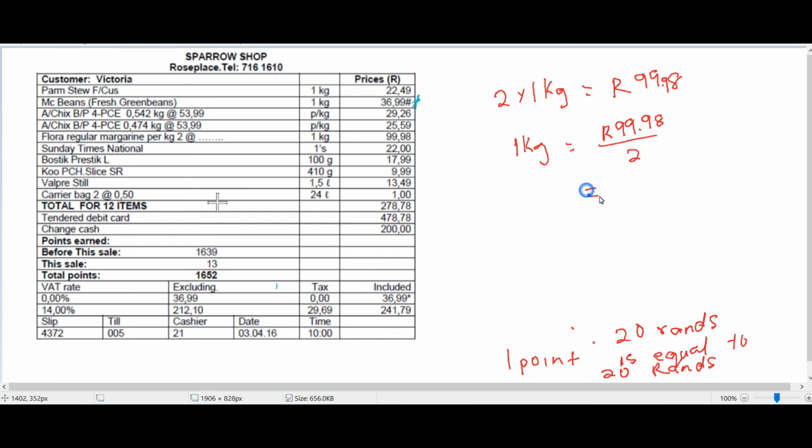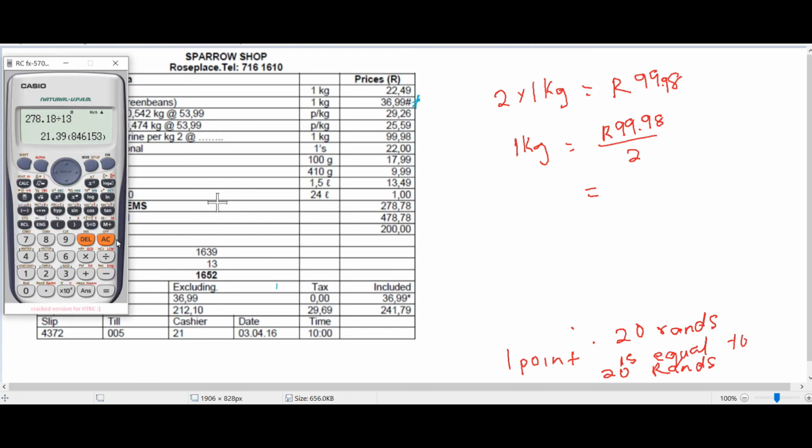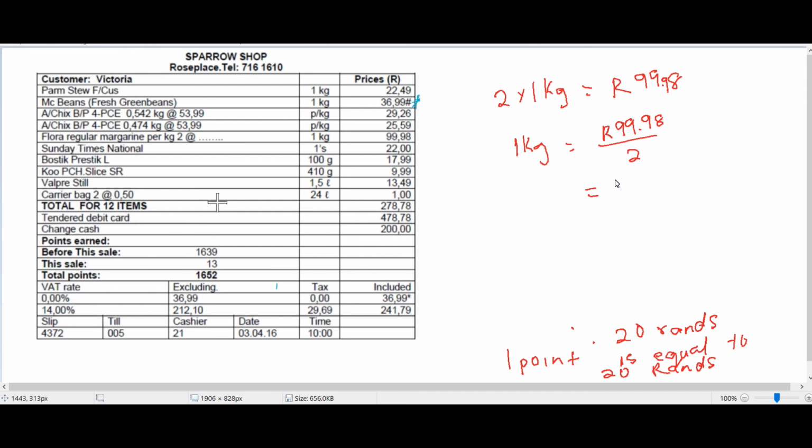Then you use your calculator, and you press 99 point 98 divided by 2. So what's our answer? Our answer is 49 rand 99. So 1 kg costs 49 rand 99, and then you get your marks. So that's it. Then we go and look if you still have another exciting problem.